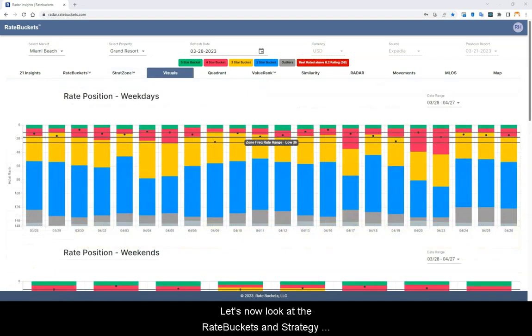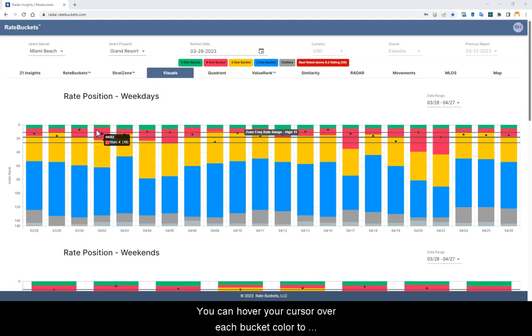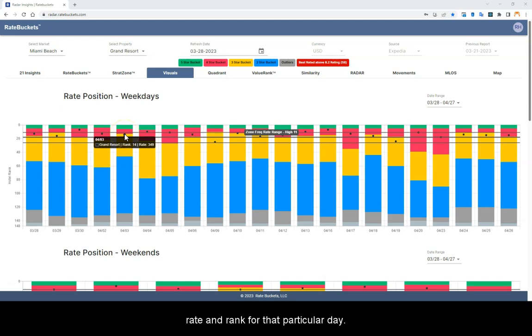Let's now look at the rate buckets and strategy zone data visually. The rate position graphs display every statistic, separated by weekdays and weekends. You can see in these bars that the size and rate boundaries of each bucket change on a daily basis. You can hover your cursor over each bucket color to view the number of hotels in that bucket for that day. By hovering over the price point, you can view the hotel's rate and rank for that particular day.